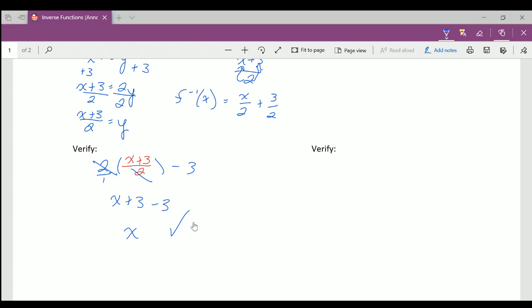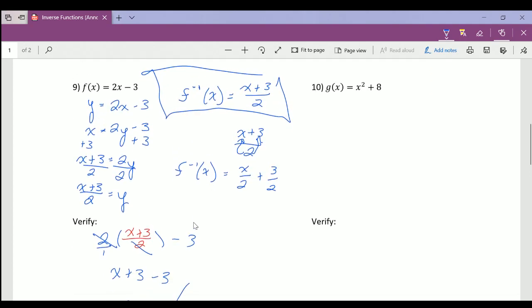And that is essentially it. The other examples that I've got here, the only difference with these is that middle bit, the algebraic part of how we go about solving for y. We're still going to start the same way. It's g of x this time, but that becomes y equals x squared plus 8.